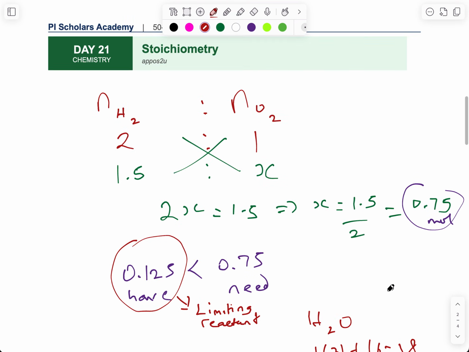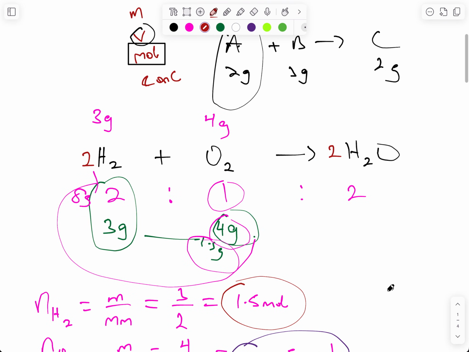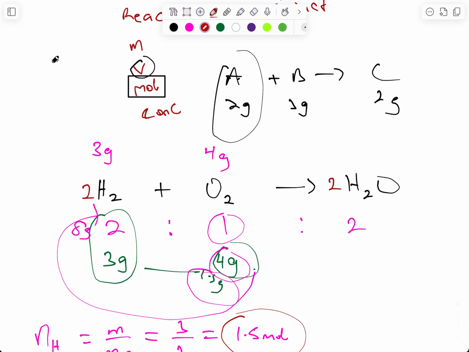So that implies that when you are given 3 grams of hydrogen gas and 4 grams of oxygen gas, what you are going to get is 4.5 grams of water. As we have said, hydrogen gas is in excess. So in this whole system, the total mass is 7 grams, and the mass of water formed is 4.5 grams. That implies 7 minus 4.5, which should be 2.5.